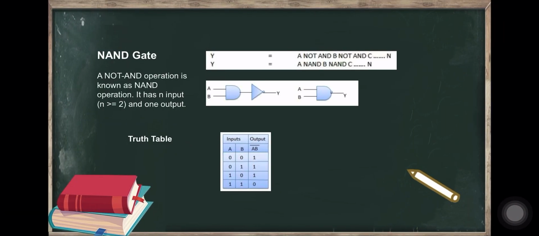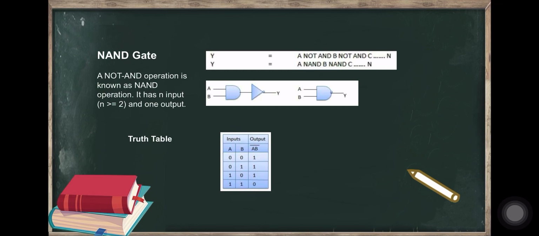NAND gate. A NOT AND operation is known as a NAND operation. It has two or more inputs and one output. The equation is Y equals A NAND B NAND C. The NAND gate is also called the NOT AND gate. It's a combination of NOT and AND gates, as shown in the truth table.